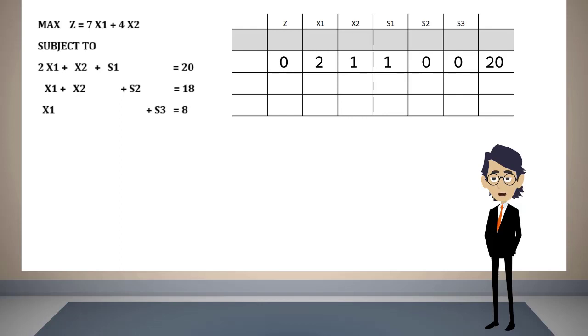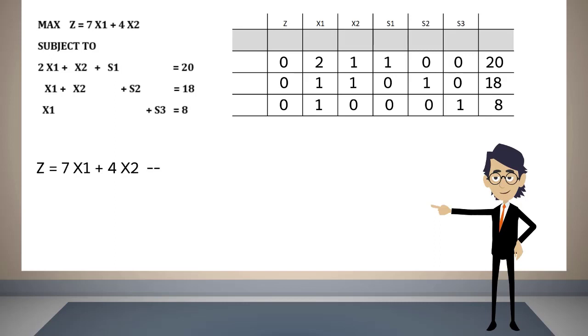Now we will place the values of the variables in the rows that correspond to the second and third constraints. Observe that the values found on the right-hand side of the equalities appear in the last column of the table. To write the objective function following the same pattern, we must rewrite it in the following form. Now we are ready to place the equation in the table.